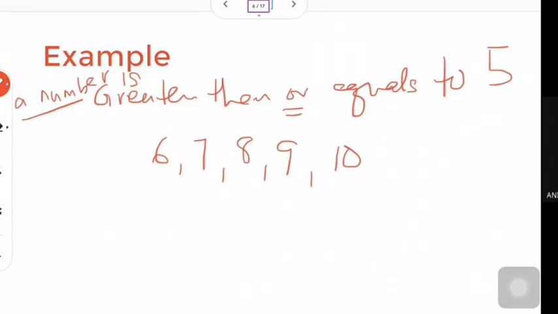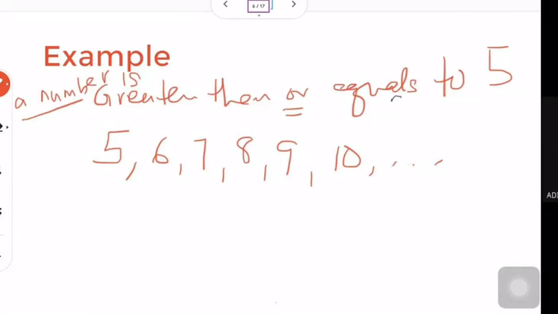So these are the numbers. 5 boleh masuk tak? Greater than or equals to 5. Does 5 included or not? Yes. 5 masuk ya? Sebab dia kata or equals to 5. Okay. Dan sini kita letak 3 dots. Maknanya it can continue. You can continue more.